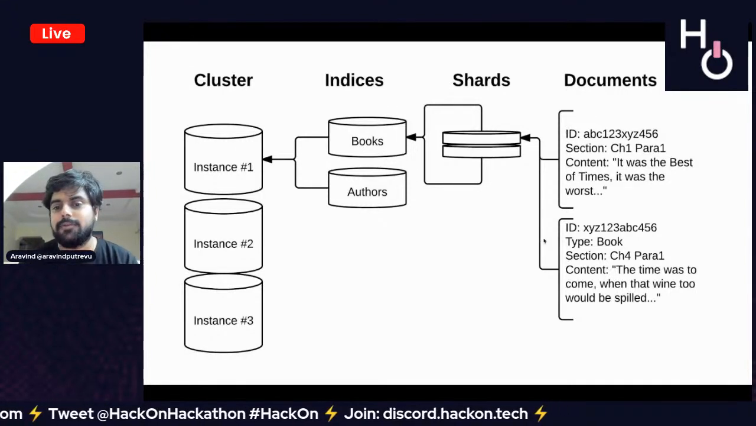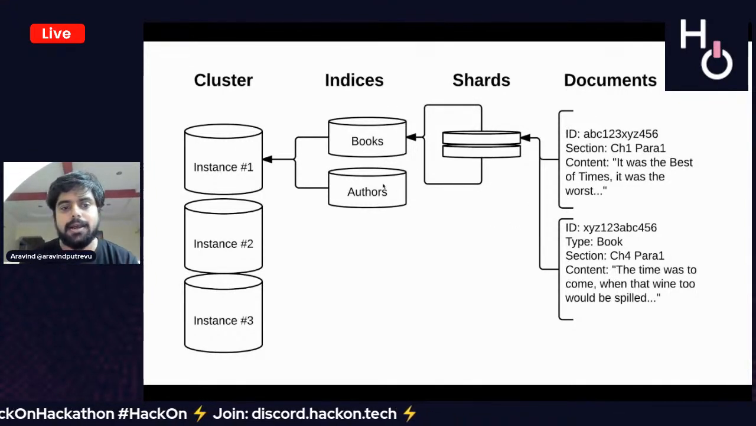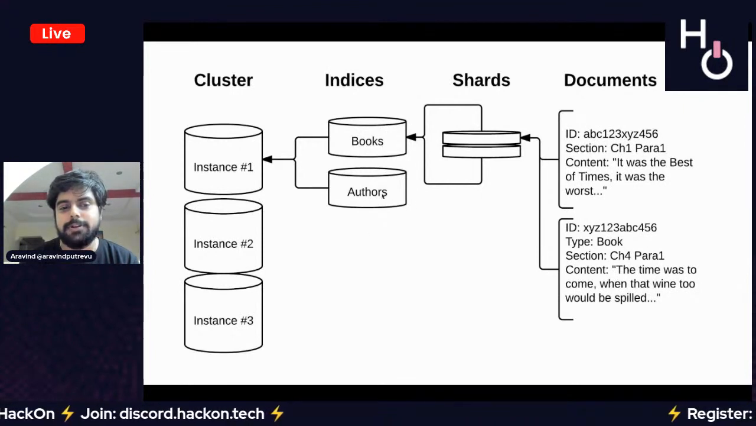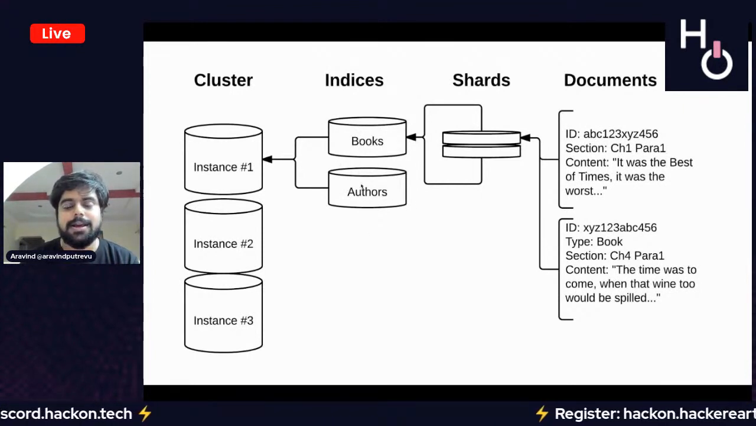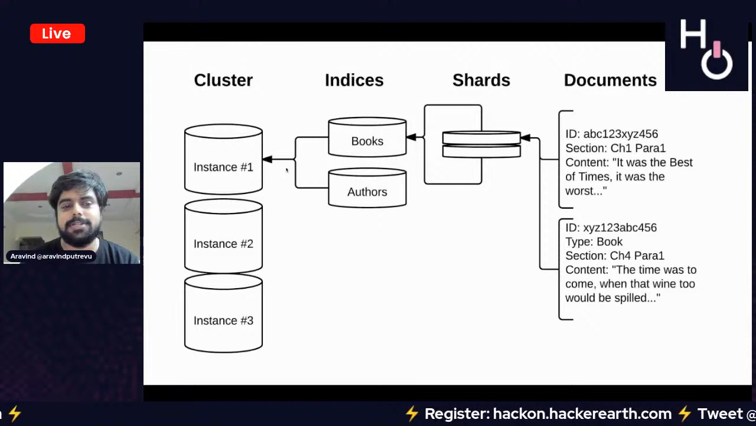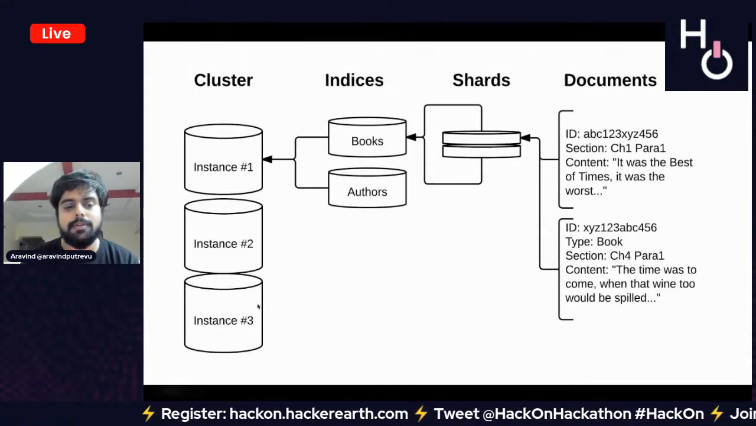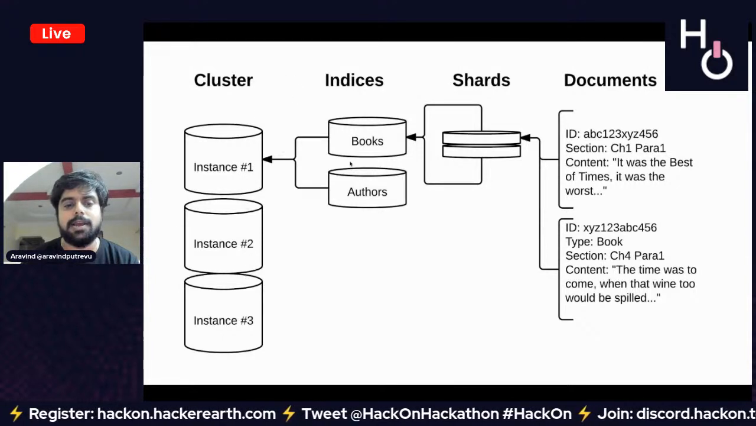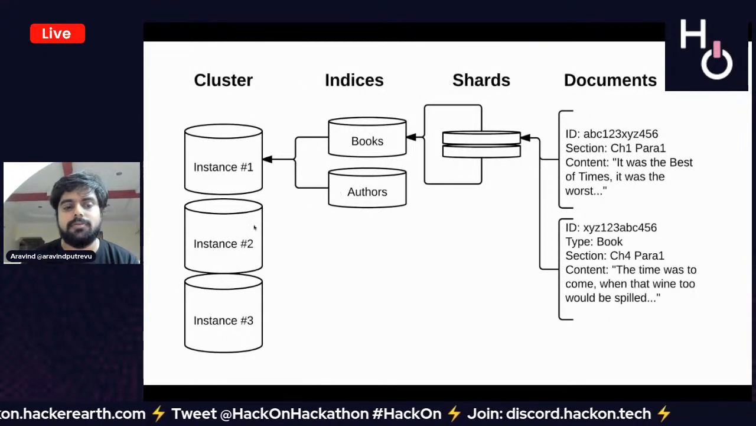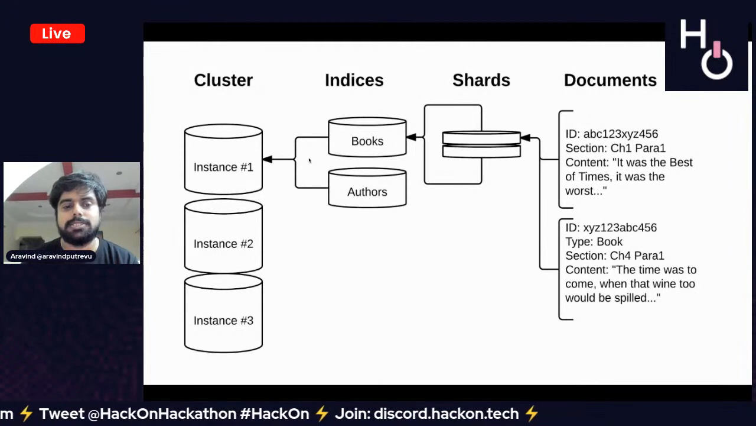So overall, whatever I told till now is this: you have multiple nodes, you have indices and shards, and this is how the hierarchy would look, and the documents. The diagram has a bit of deviation, as the indices are not just in instance one. In ideal cases, a books index will spin up across all of this area. An authors index will fill up all these instances. It will not just go into one instance.